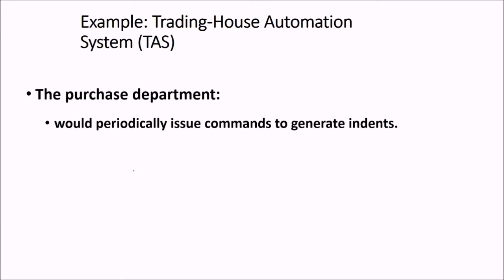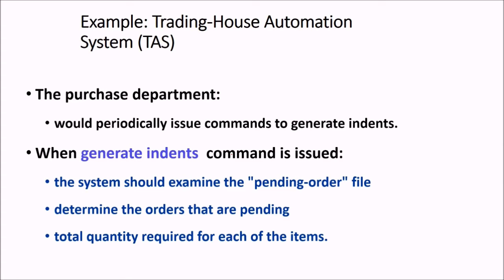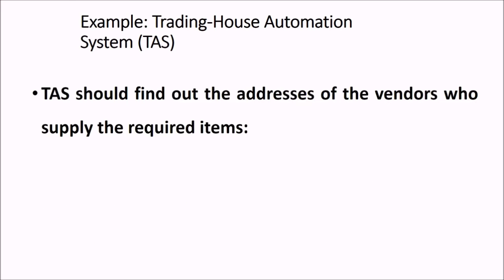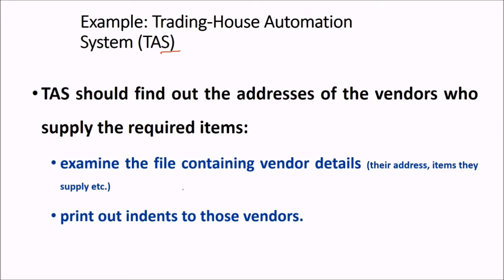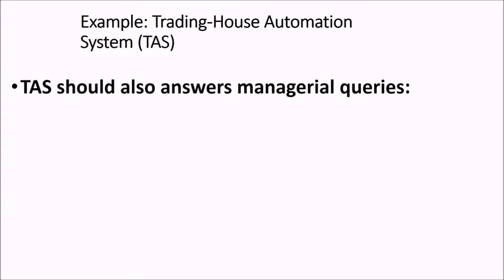The purchase department would periodically issue commands to generate the indents, and when the generate indents command is issued, the system should examine the pending order file and then determine the orders that are pending, and the total quantity required for each of the items. This TAS should find out the addresses of the vendors who supply the required items to them and examine the file containing vendor details, of course the address and the items they supply, and also print out the indent to those vendors.